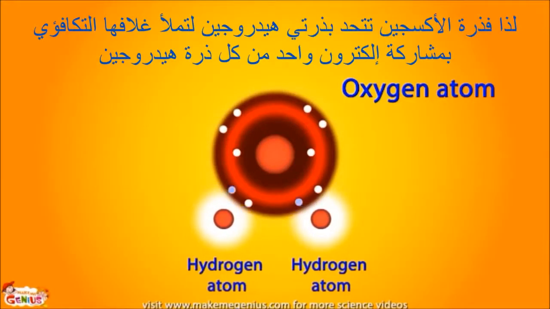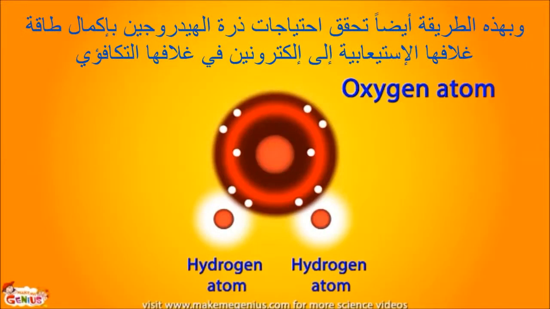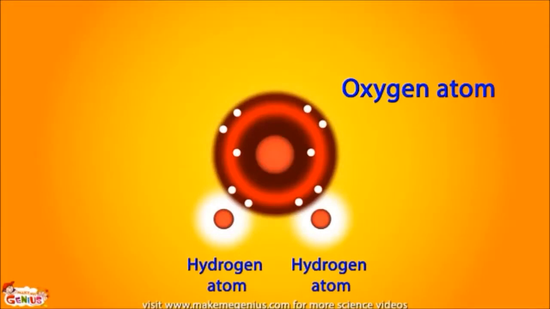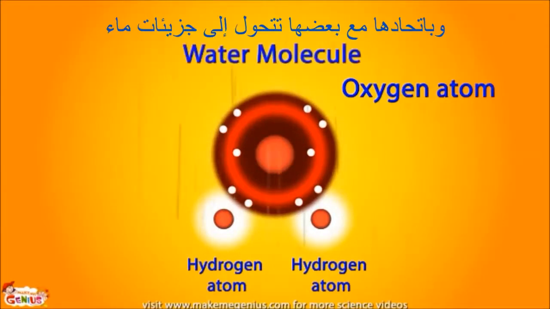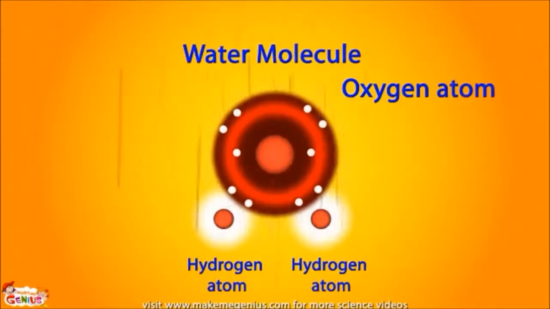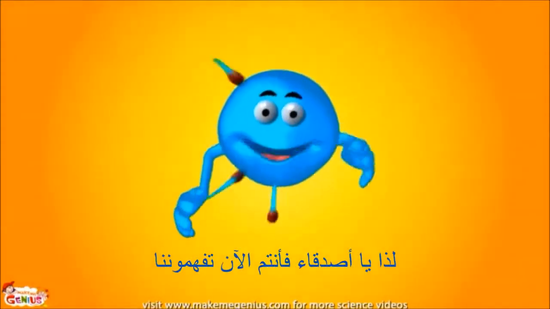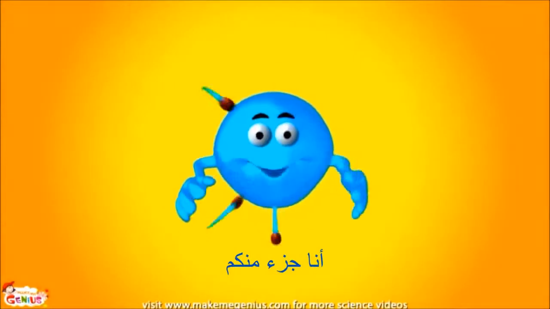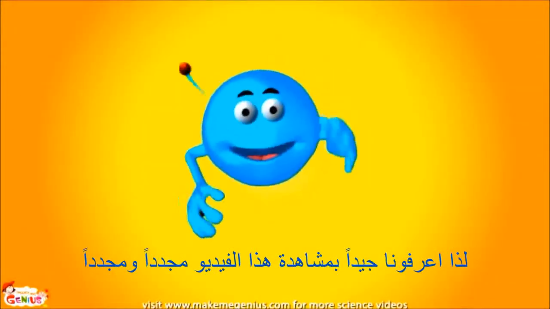So the oxygen atom bonds with 2 hydrogen atoms to fill its valence shell by sharing 1 electron from each hydrogen atom. In this way, the hydrogen atom's requirement is also fulfilled, as they can also fill their shells to their capacity of 2 electrons in their valence shells. By combining together, they become water molecules. So friends, now you understand us. I am part of you. So learn us well by watching this video again and again.